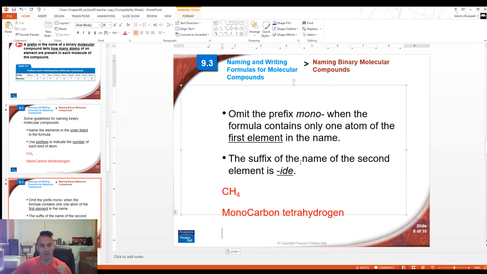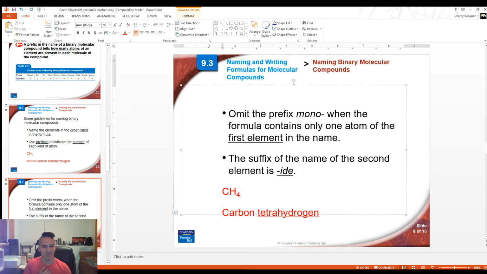So we are going to omit the prefix mono when the formula contains only one atom of the first element. So if there's mono on the first element, you don't need to have it. Okay, so we're going to get rid of it. So no mono. As for the second element, if there's mono for the second one, you keep that one. Okay, but the first one you don't need.